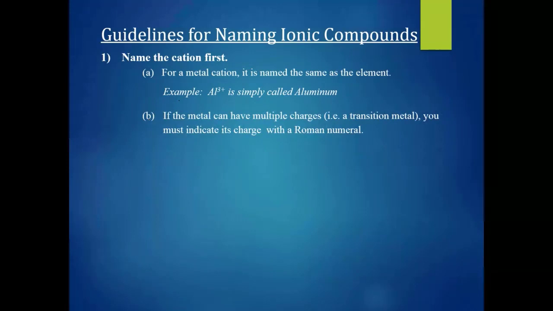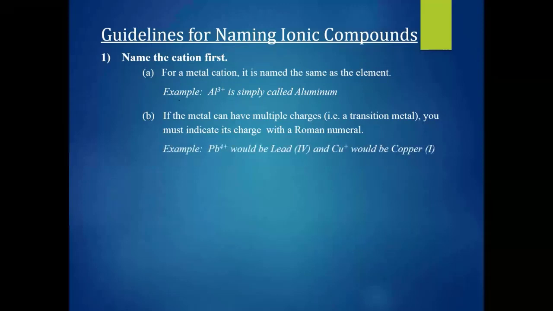If the metal can have multiple charges, in other words, it's in that blue area that we talked about, if it's a transition metal, something like iron or chromium, you must indicate its charge with a Roman numeral because it can literally have a number of different charges. So for example, lead, Pb, can actually be a +2 or +4. So if you had Pb4 plus, you'd have to write it as lead and then put in parentheses a Roman numeral 4, lead(IV), to indicate the name of the cation.